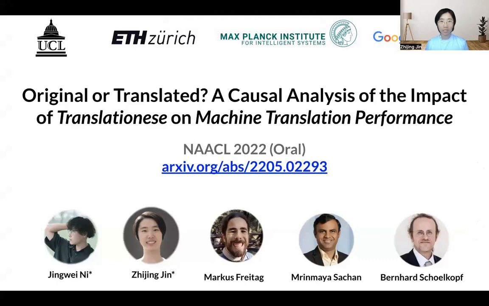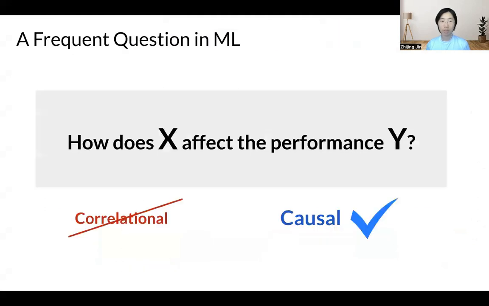Hi, everyone. Today, I am very glad to introduce to you our paper, Original or Translated, a causal analysis of the impact of translationese on machine translation performance. This is a NAACL 2022 oral paper by Jingwei, Zhijing, Markus Freitag, Mrinmaya Sachan, and Bernhard Schoelkopf.